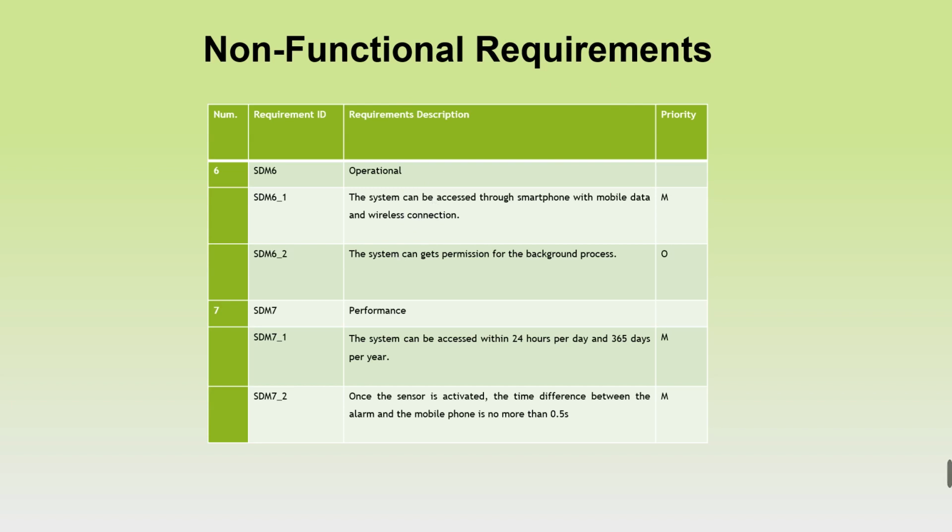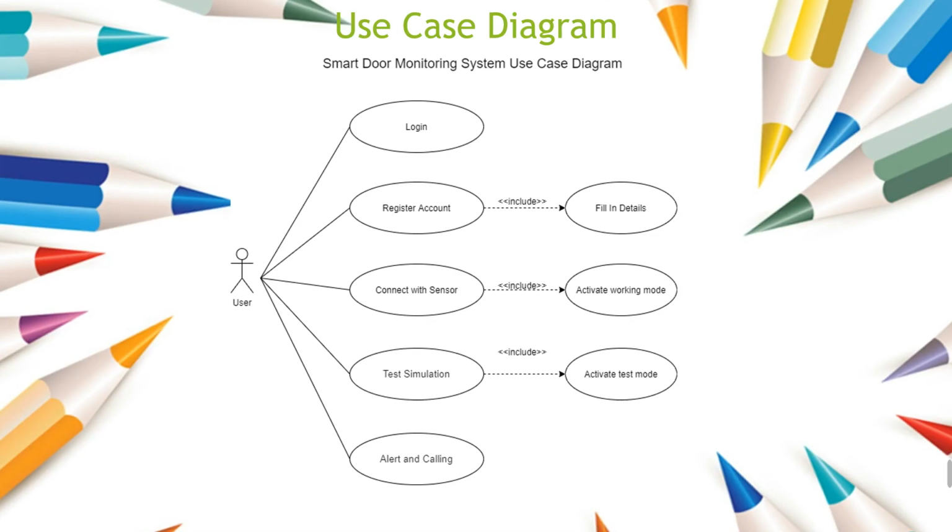And the second part is performance. The system can be accessed 24 hours per day and 365 days per year. And once the sensor is activated, the time difference between the alarm and the mobile phone is no more than 0.5 seconds.